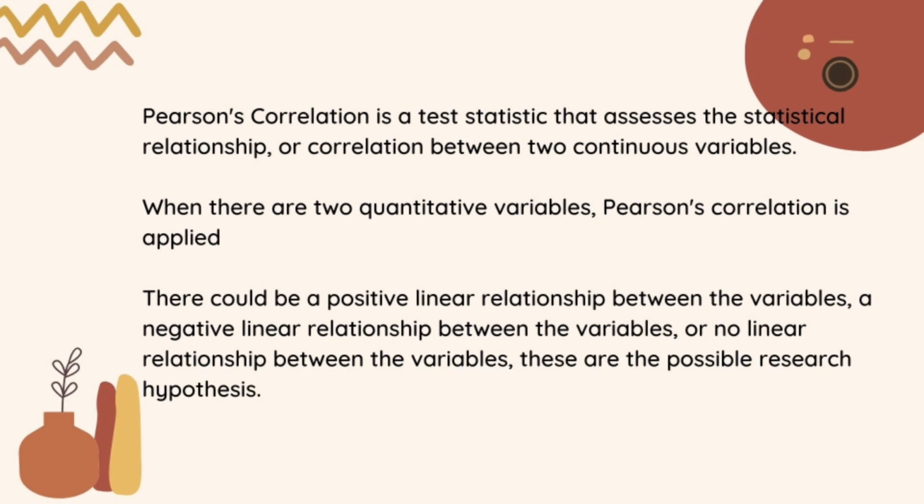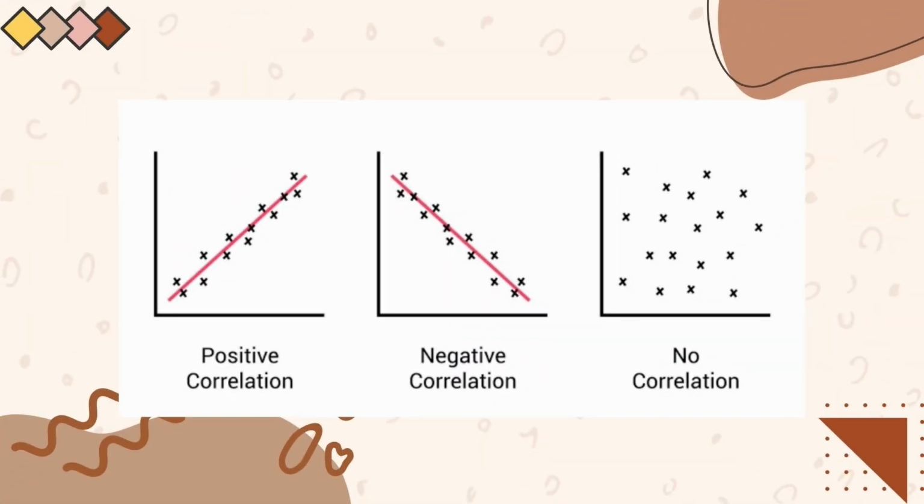Pearson's correlation is a statistic that assesses the statistical relationship or correlation between two continuous variables. When there are two quantitative variables, Pearson's correlation is applied. There could be a positive linear relationship between the variables, a negative linear relationship between the variables, or no linear relationship between the variables. These are the possible research hypotheses. Ito yung graph ng positive correlation, negative correlation, at ng no correlation.